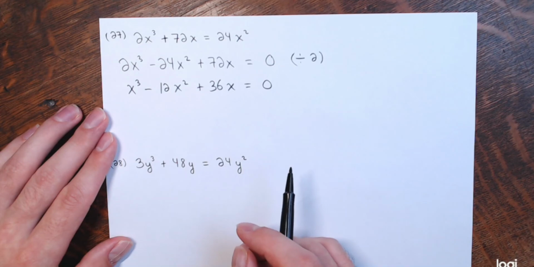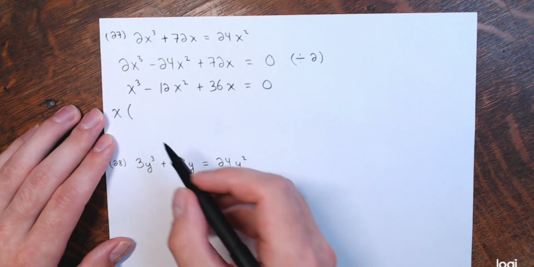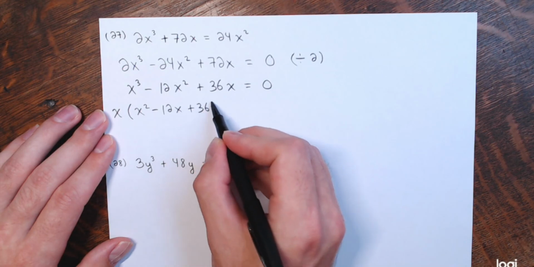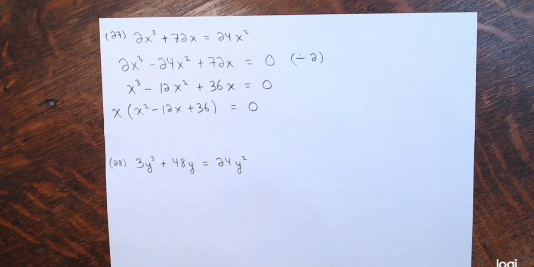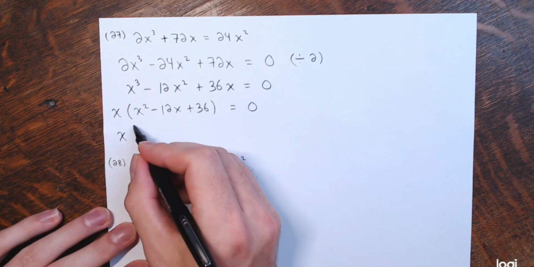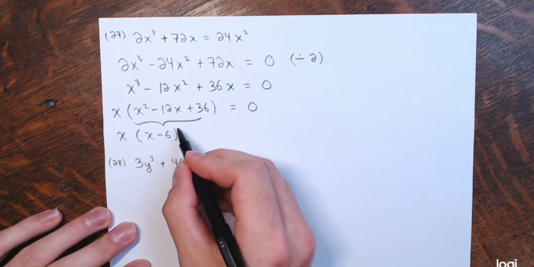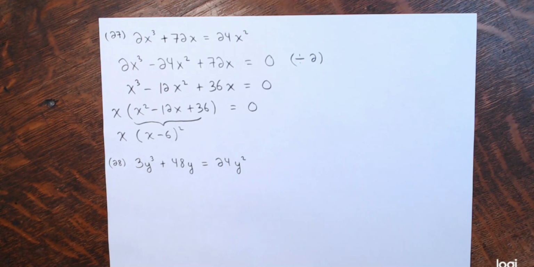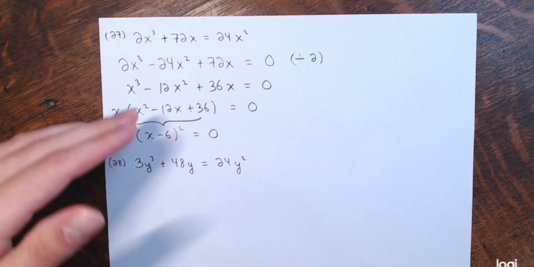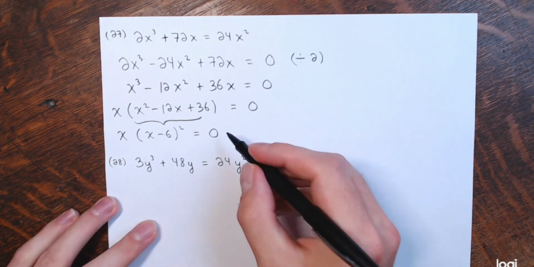And now I'll factor. All three of these have x in common, so I factor x out. What I'm left with is x squared minus 12x plus 36, and yet again, goodness gracious, this is another perfect square trinomial. We have x times, and then x squared minus 12x plus 36 factors to x minus 6 squared. It's x minus 6 times x minus 6. This doesn't always happen. Things aren't always perfect square trinomials. I hope you understand that.